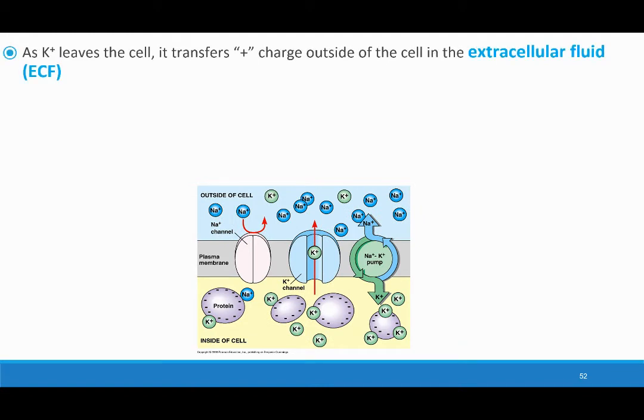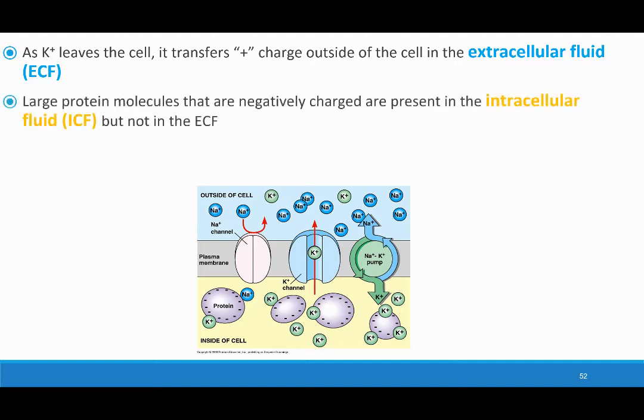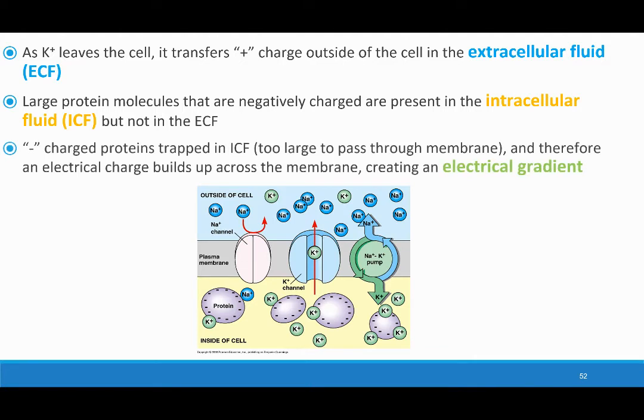Okay, like I said, as potassium ions diffuse out of the cell, it brings a positive charge to the outside. Again, large protein molecules that are negatively charged are present in the intracellular fluid, which is cytoplasm, but you don't find those in the extracellular fluid on the outside. So, two reasons why we have a negative 70 millivolts on the inside of a resting membrane.